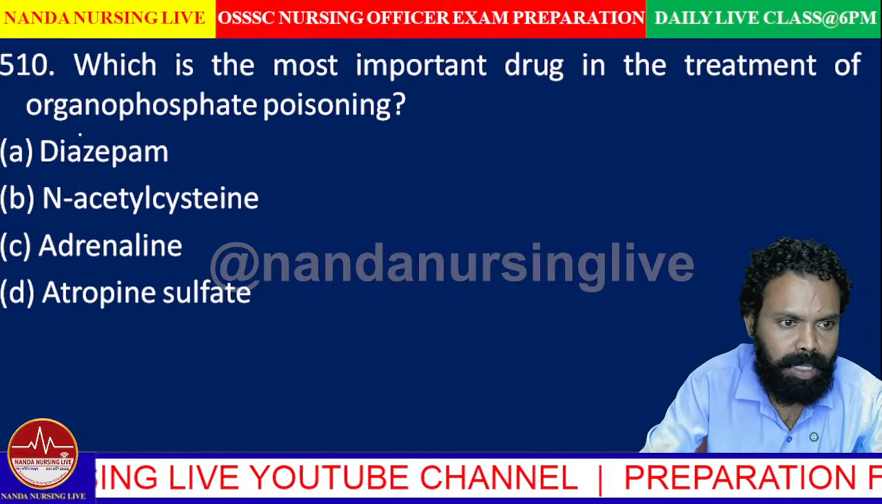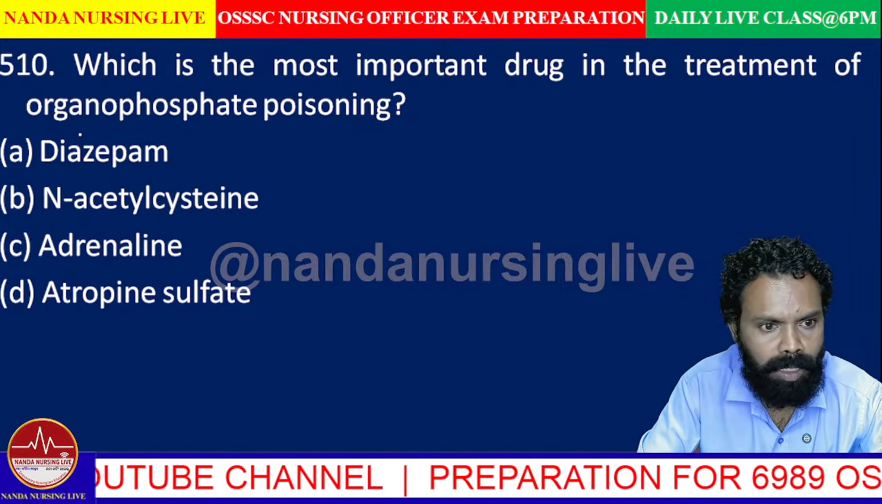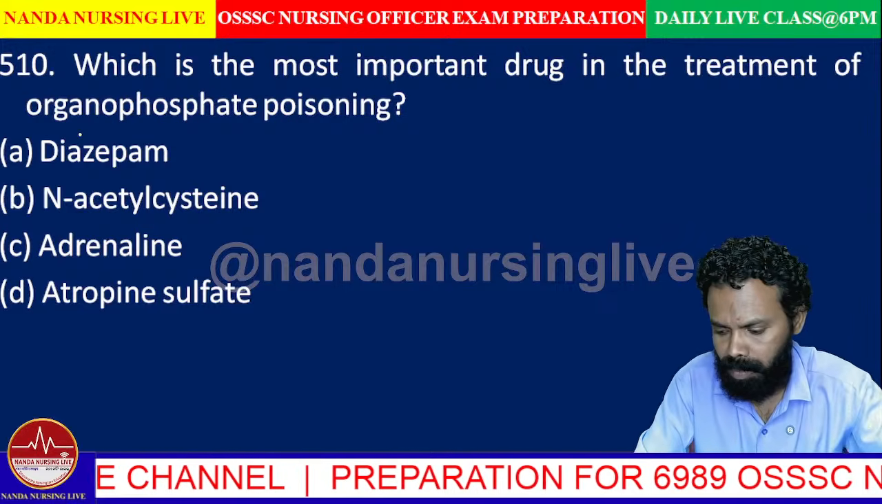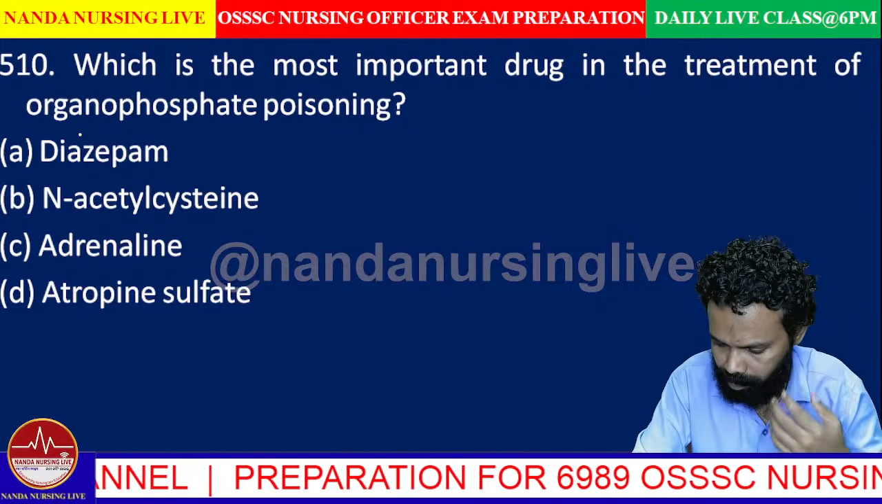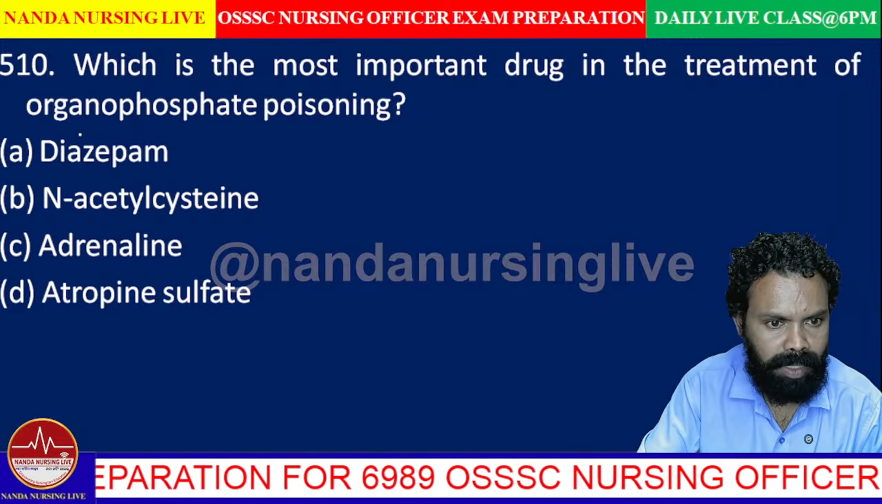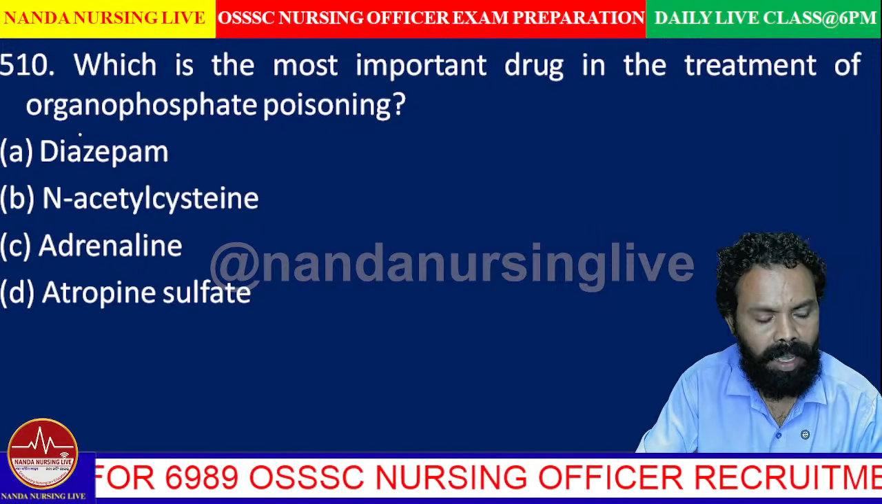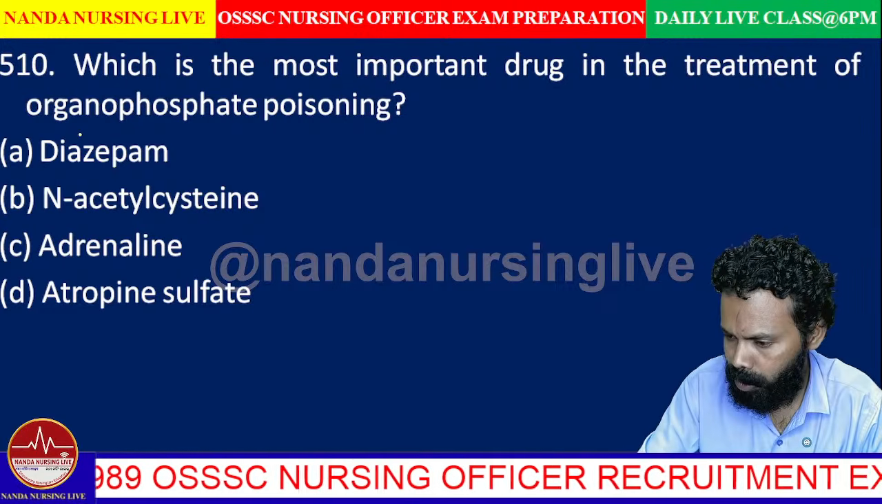Next question number 510. Which is the most important drug in the treatment of organophosphate poisoning? Option A is diazepam, option B is N-acetylcysteine, option C is adrenaline, option D is atropine sulfate. So which option is the correct answer?